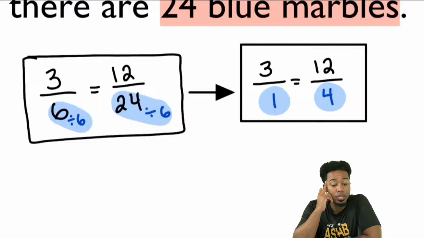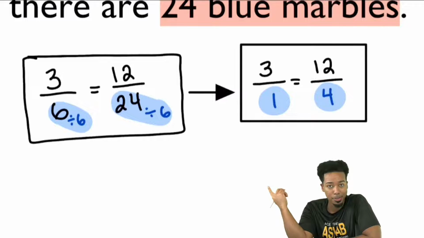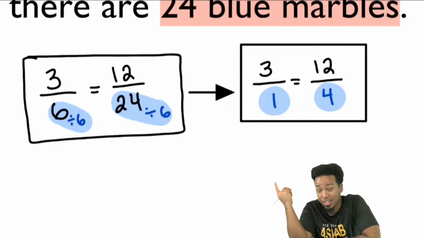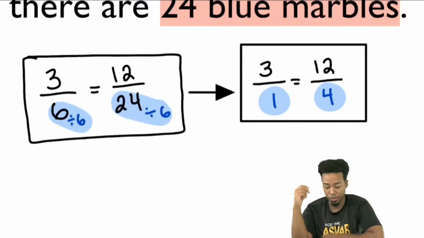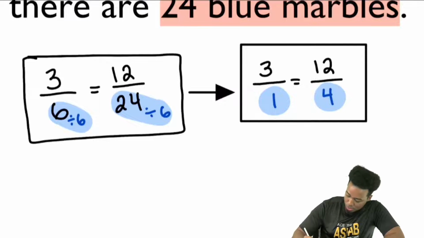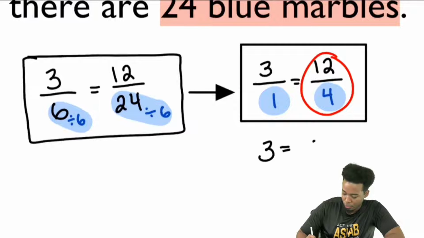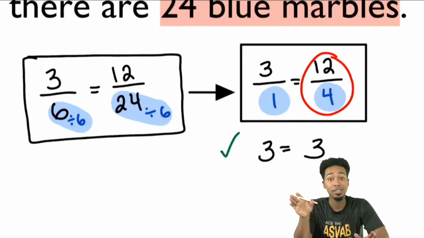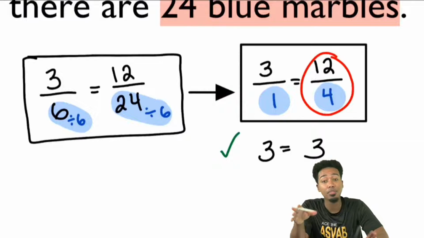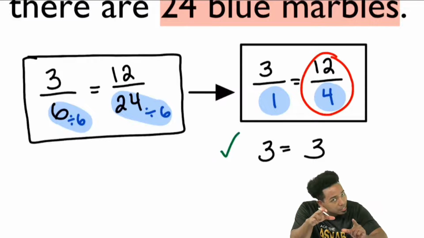Okay, cool. Now, let me prove to you that that was doable. You're allowed to do that, left to right, and let me show you how this is still going to be true. My party people, what is 12 divided by 4? Yeah, that's 3. 3 equals 3. It's still true. It's still fine. All we're doing is simplifying the proportion.